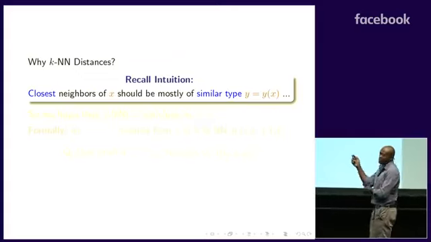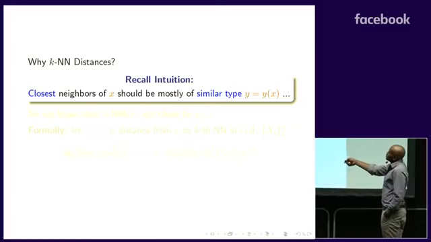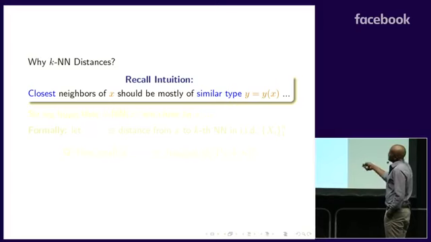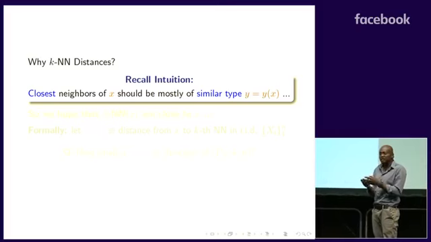Recall the working intuition. Why do nearest neighbors work? They work if the closest neighbors of x are mostly of similar type as x, similar type y as x. Okay? If the closest nearest neighbors are of similar type, then you want the nearest neighbors of x to be close to x. So first we want to understand, are they close to x? How close can they be to x?